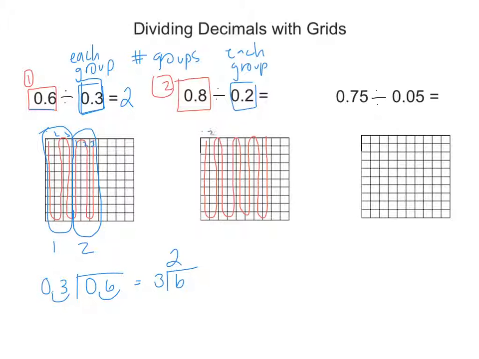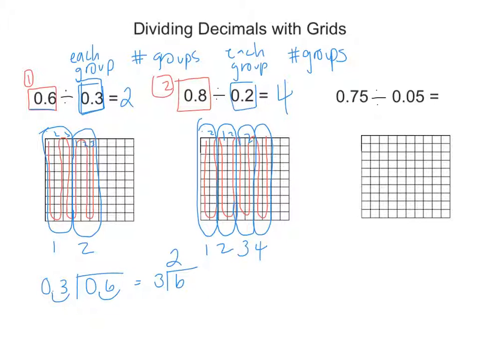So 1 row, 2 rows, that's 2/10. There's one group. 1, 2/10, there's another group. 1, 2/10, there's another group, and 2 more tenths makes one more group. So my answer is how many groups I was able to create. 1, 2, 3, 4. So my answer is 4 groups.